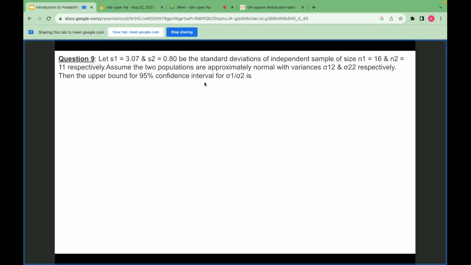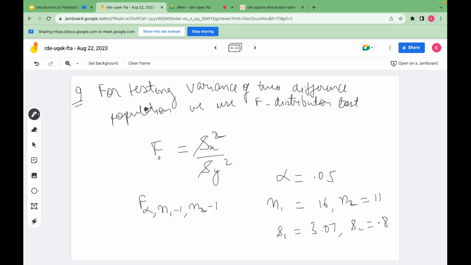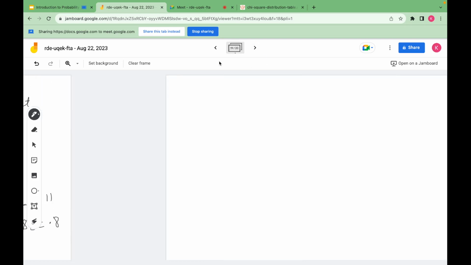In the question it is asked to find the 95% confidence interval upper bound for sigma 1 by sigma 2. So in this test we check whether we are claiming that sigma x square is equal to sigma y square. This will be the H naught.